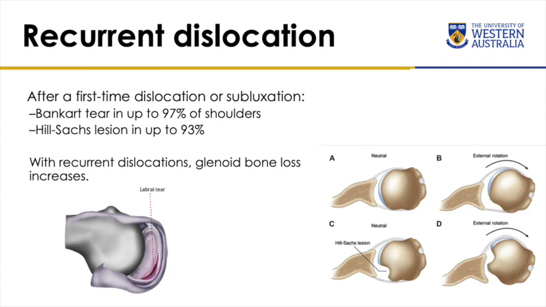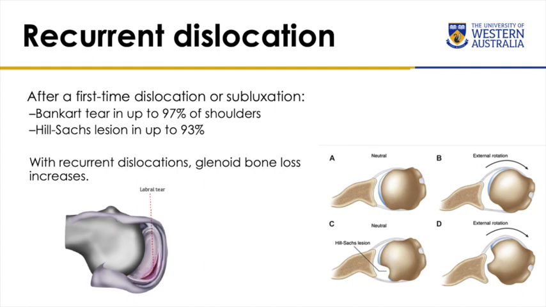The Hill-Sachs lesion is the bony lesion you see pictured here, which is produced by the posterior humeral head hitting the anterior glenoid rim, causing an impaction injury. With increasing dislocations, this Hill-Sachs lesion will become bigger.